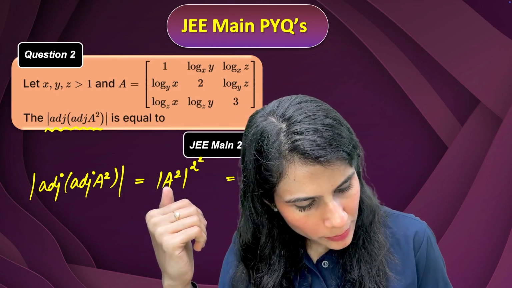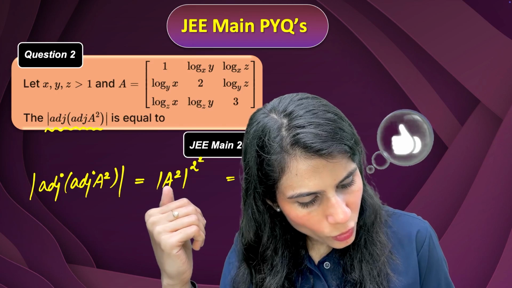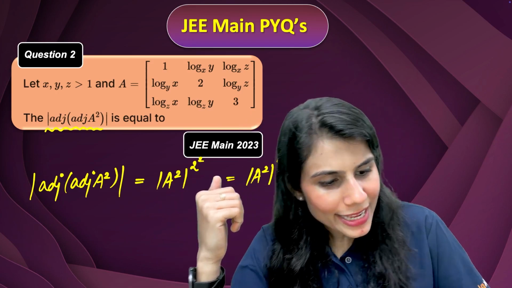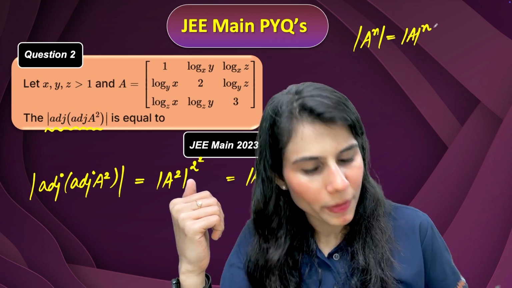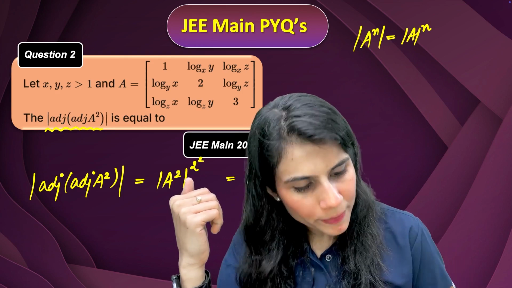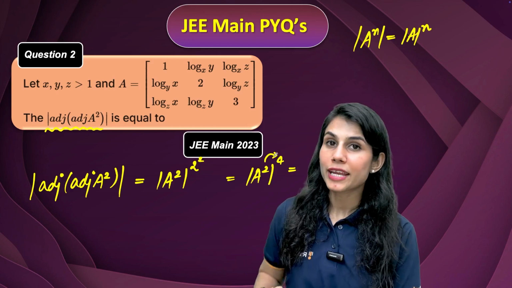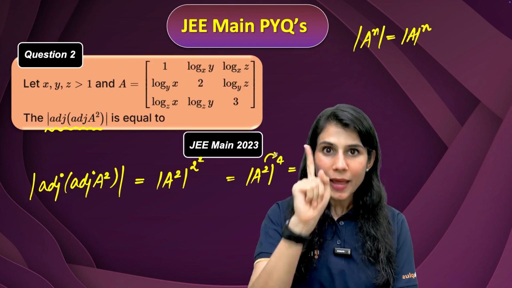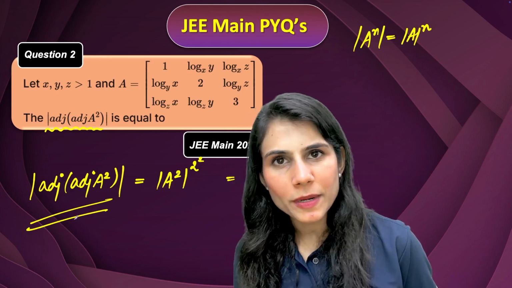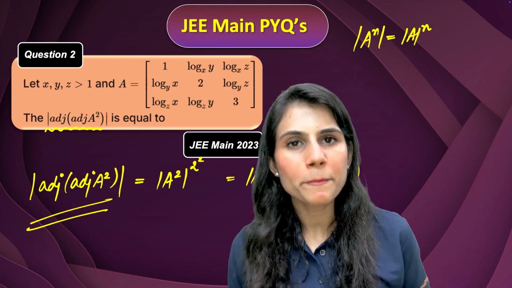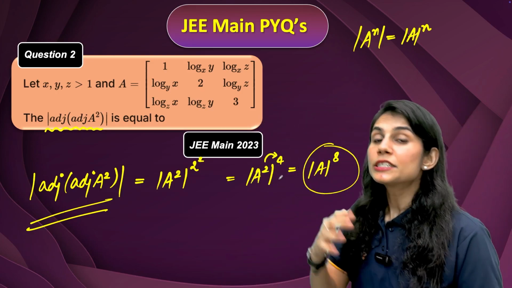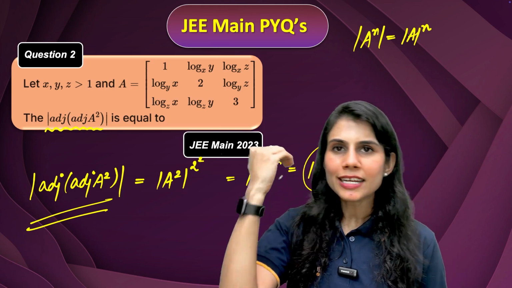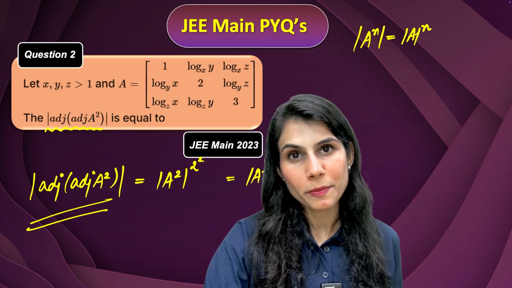This will give you determinant of A square to the power 4, which will give you determinant of A to the power 8. Why? Because determinant of A to the power n is determinant of A whole to the power n. So this 2 actually jumped out, got multiplied with 4, and you're getting 8 as the power. That means if I want the value of this expression, all I need is determinant of A. I will raise that number to the power 8 and that is going to be my answer.